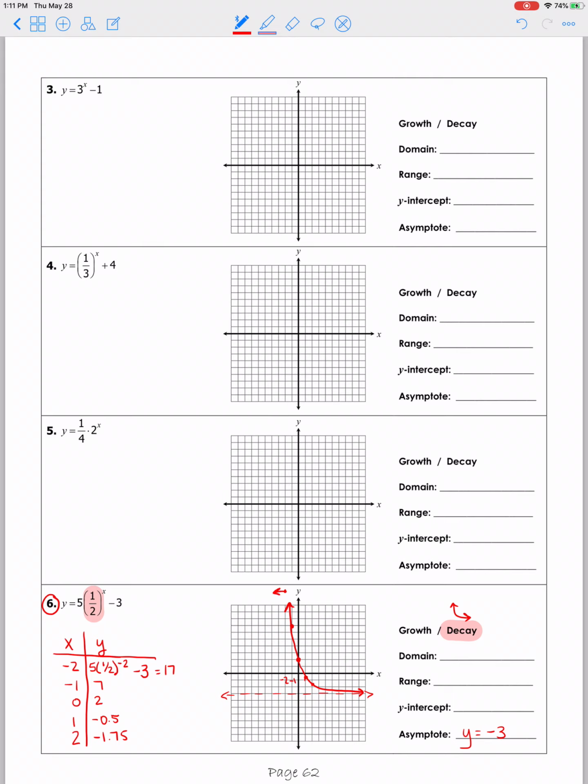So for our domain, we're going to go all the way to the left, all the way to the right, so we have all real numbers. My range, we go all the way up, but we stop when y is -3. So we want y is greater than -3. My y-intercept happens when x is 0, so y is 2.